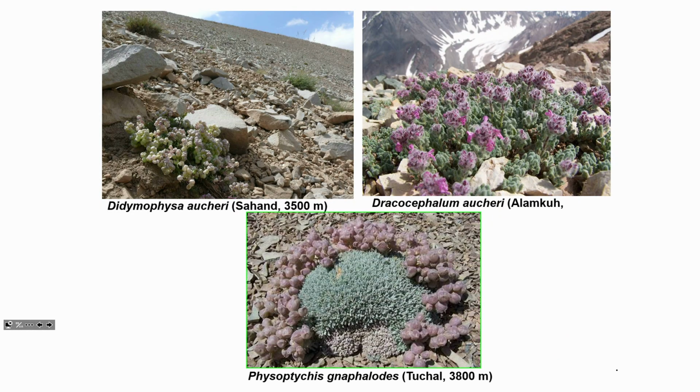But I just move to the next slide, to show a few important character species of these vegetation types, like this Didymophysa aucheri, endemic to the entire Iranian mountains, Dracocephalum aucheri, Alborz and Northwest, endemic, and Physoptychis gnaphalodes, again endemic in all alpine habitats of the Iranian Plateau.